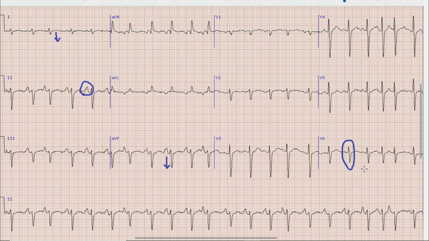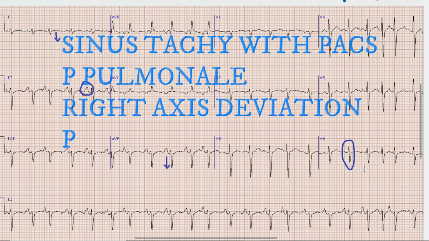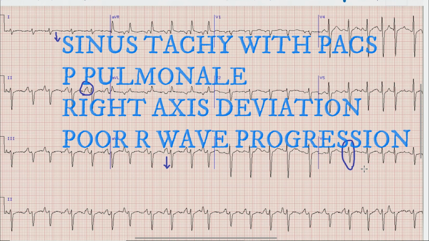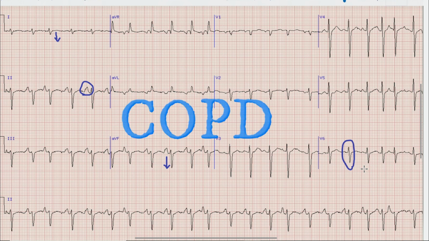So to sum up the findings, there is sinus tachycardia with frequent premature atrial contractions, there is P pulmonale, there is right axis deviation with poor R wave progression and delayed transition zone. All of these findings, when combined, are suggestive of COPD with enlargement of right ventricle and right atrium.